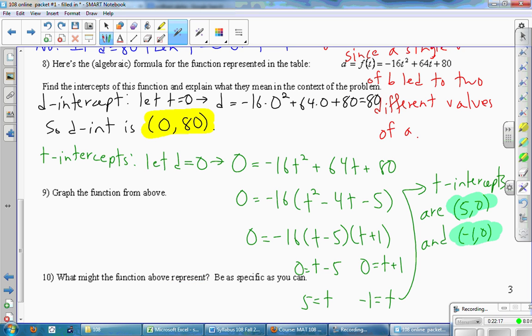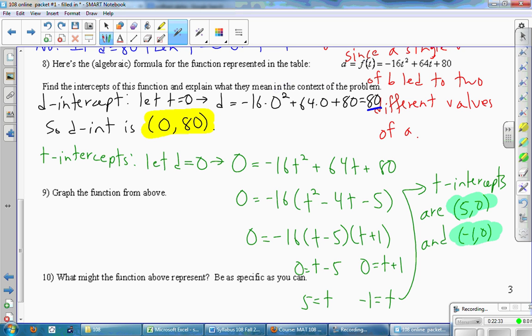Okay, d-intercepts. To find the d-intercepts, you let the other variable equal 0. So we'll let t equal 0. So it's this equation right here, but instead of all of these t's, we're putting 0. So you can see them there. D is over here. Plug in, we get 80.